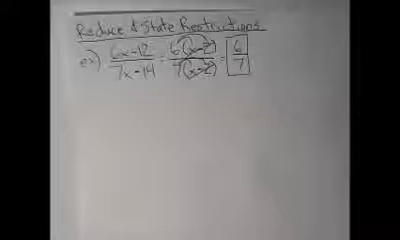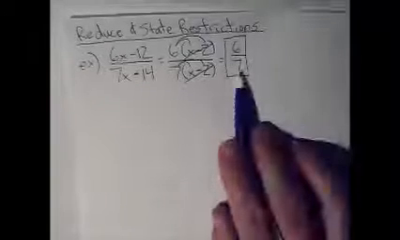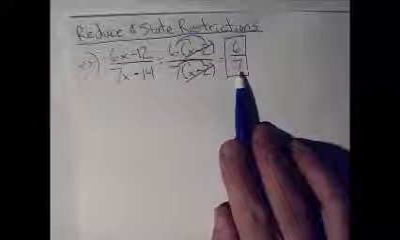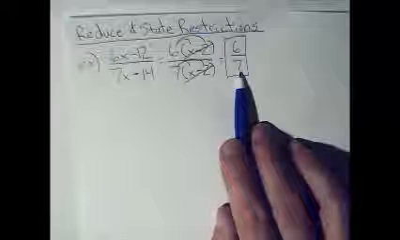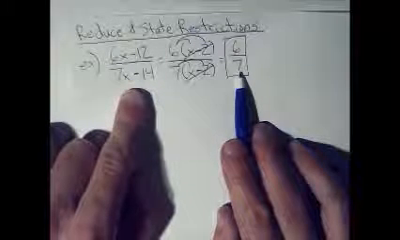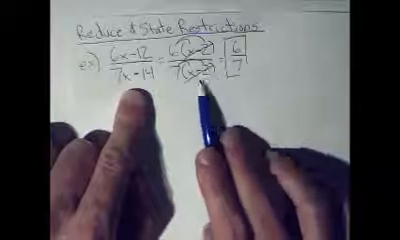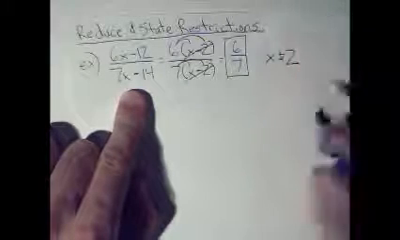Now, when I'm asked to state the restrictions, even though I look over here at my 7, I can't just change the sign and say negative 7. Negative 7 is totally fine. Negative 7 would not be undefined. Negative 7 would not give me a 0 in the denominator. Even though it cancels, the only number that will, x can't be 2.